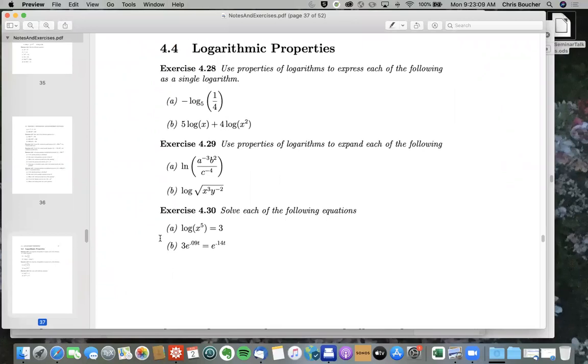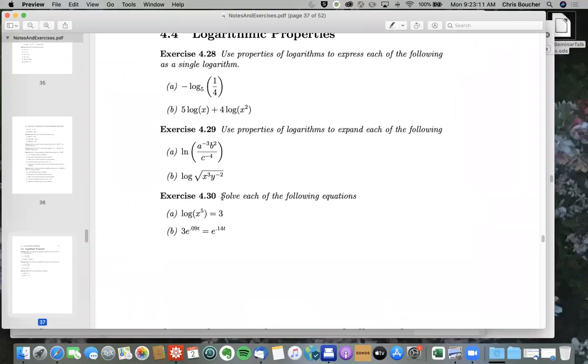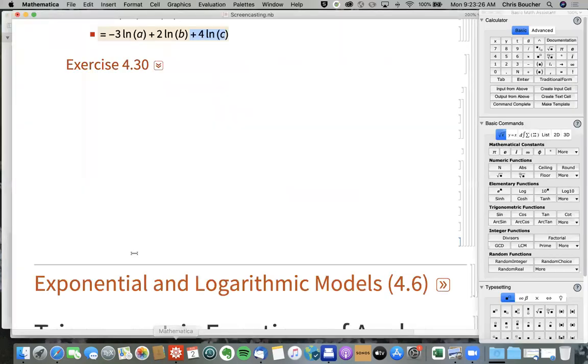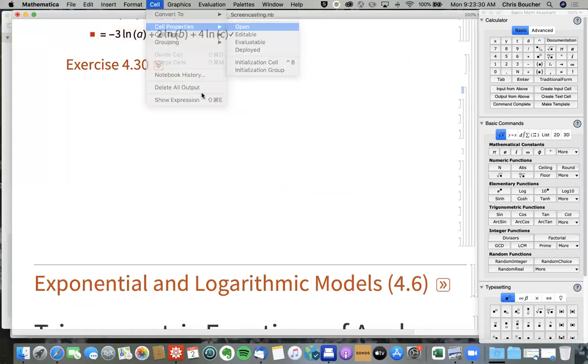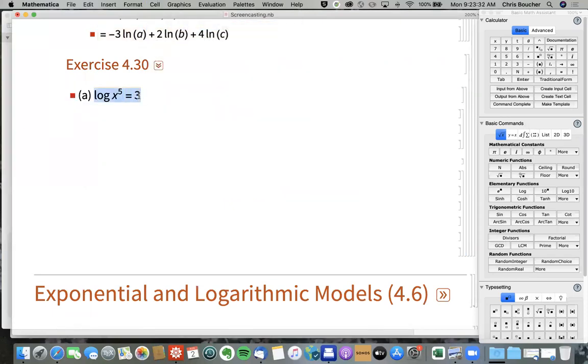In 4.30, we are solving some equations. So this is the thing we're probably most interested in, because these are the things that arise in applications often: equations that we have to solve to figure things out, as we just did in that asset example. So let's take that first one. Here's our equation.